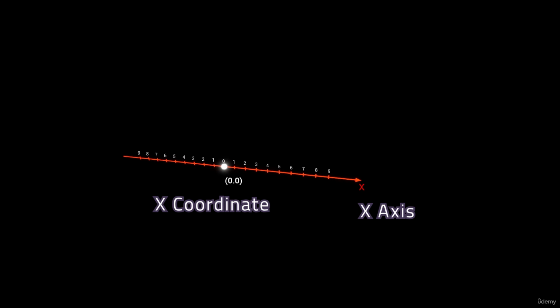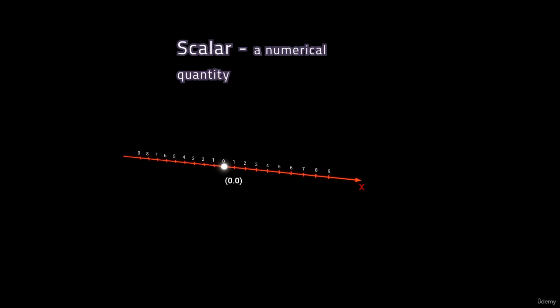This is a numerical value that represents your distance from 0. We only need a single number to represent your x-coordinate. A single value like this is called a scalar. The word scalar literally means a numerical quantity. So you can move back and forth on the x-axis. You can identify your distance traveled by your x-coordinate.